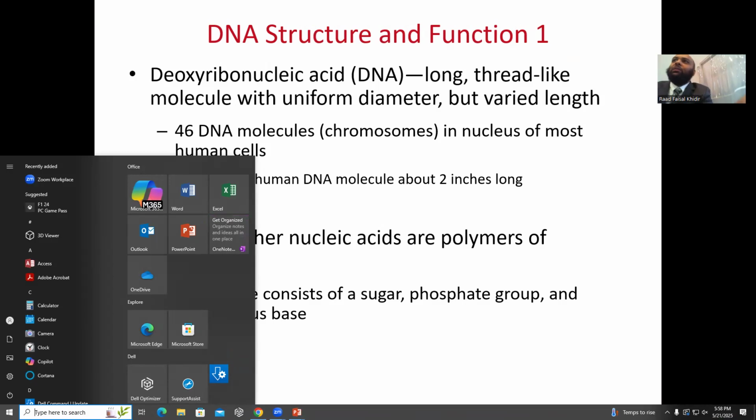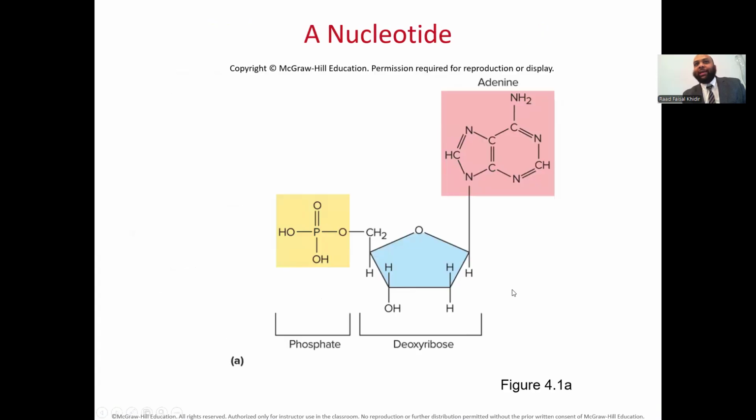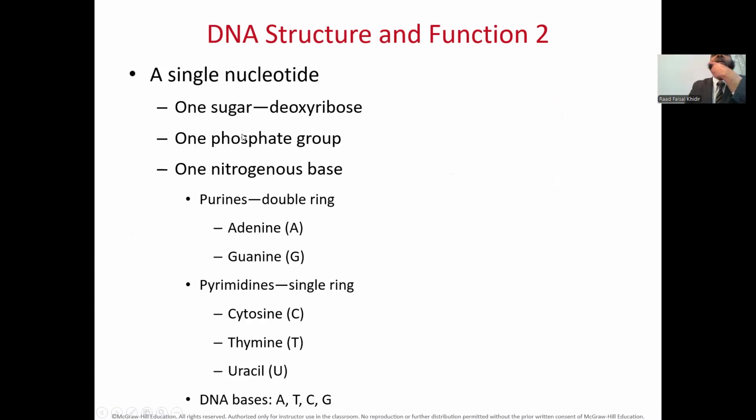For RNA, it has oxygen. You need to know that. Those 3 components: sugar, phosphate, and a nitrogenous base.